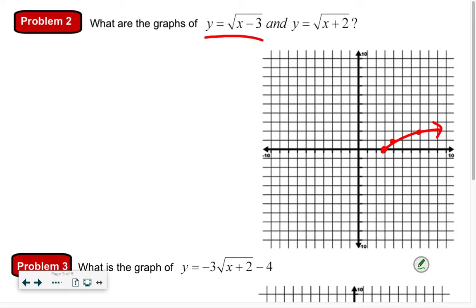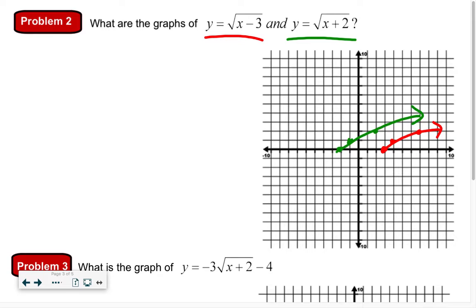How about y equals square root of x plus 2? What's happening there? Up 2? Left 2. Left 2. Thank you, Kate. It's under the radical, so we're going left 2. That's my new 0, 0. Up 1 over 1. Over 4. Up 2. That one looks more like a rocket launch. But that's okay.